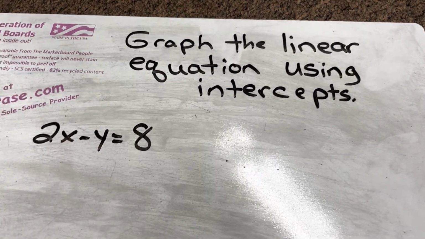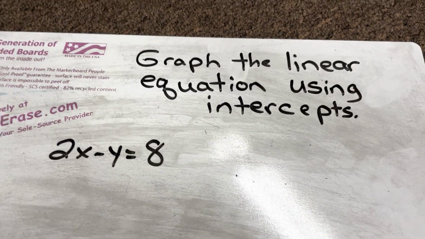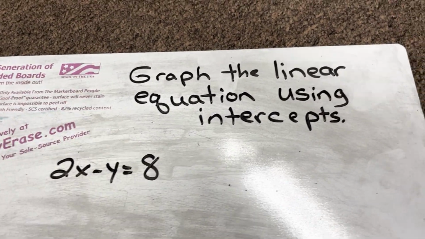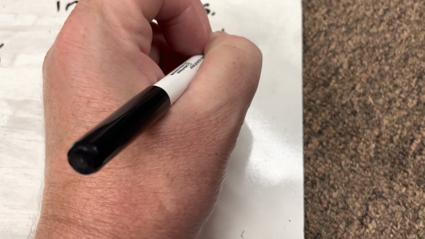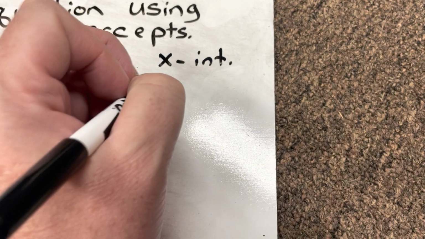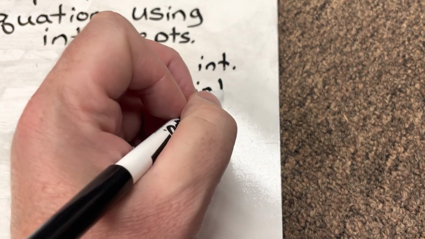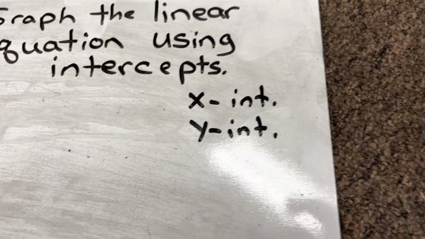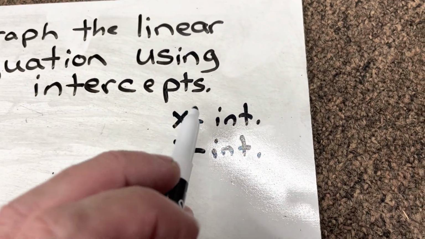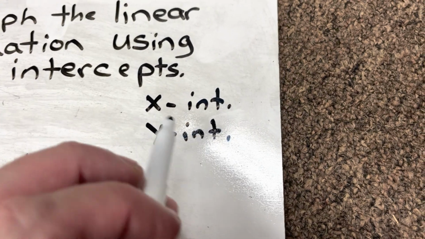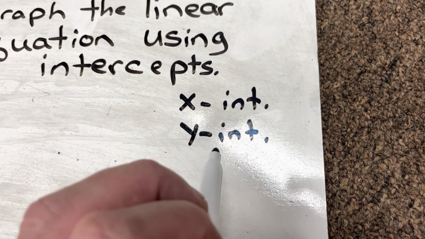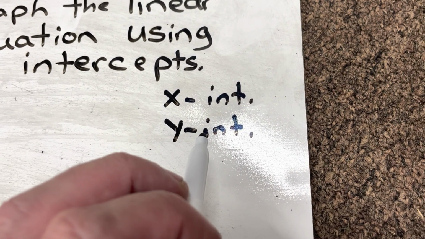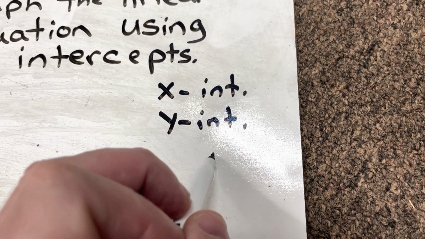Lesson 4.5b, the second part of that, graphing the linear equation using intercepts. Of course, when we talk about intercepts, we're talking about the x-intercept and the y-intercept. We have already talked about that these are actually ordered pairs. The x-intercept is a point on the coordinate plane. The y-intercept is a point on the coordinate plane.